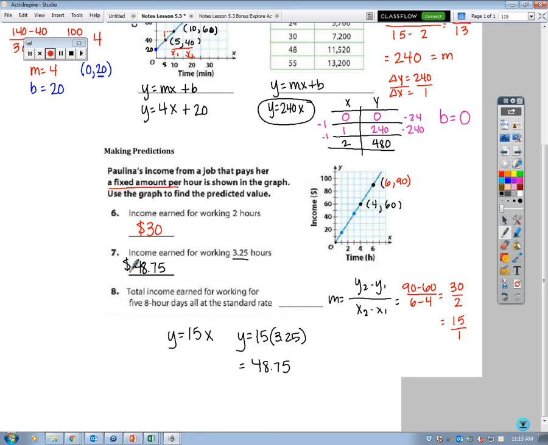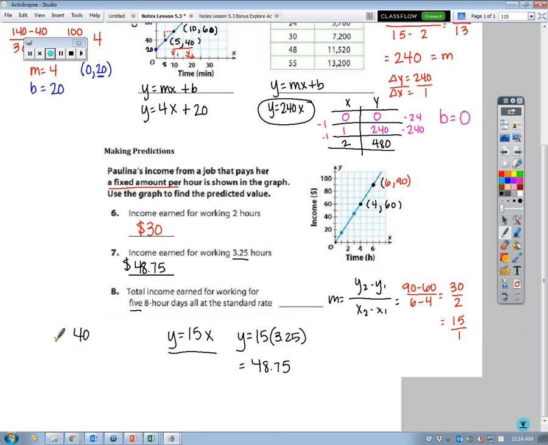So we're going to make an even bigger prediction now because we've got this equation. We can predict any amount earned for any number of hours worked. And we want to find the total income earned for working 5 8-hour days, all at the standard rate. So her standard rate being $15 an hour. So 5 8-hour days. Let's figure out how many hours that is first. 5 times 8 is what? 5 times 8 is 40. So a 40-hour work week. So 40 is going to be our x value.